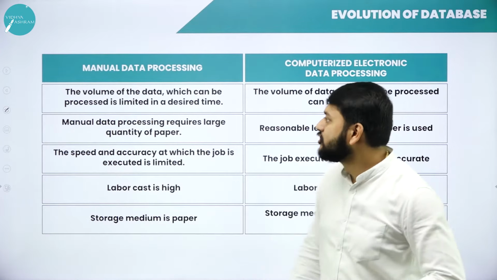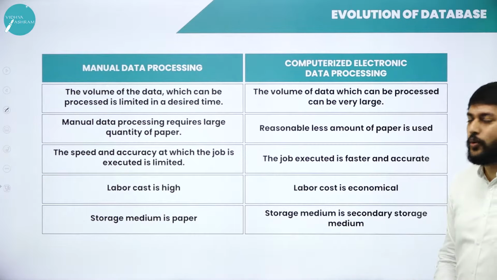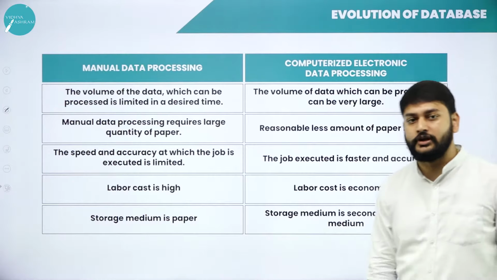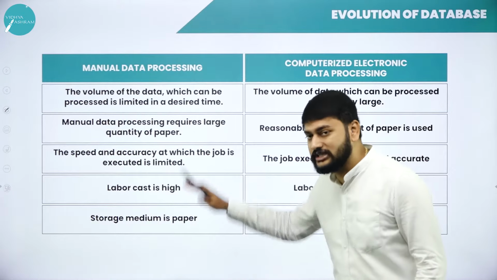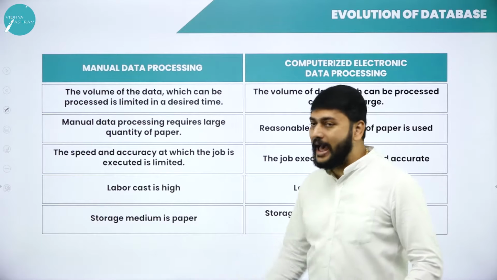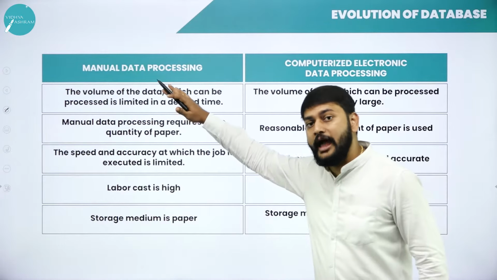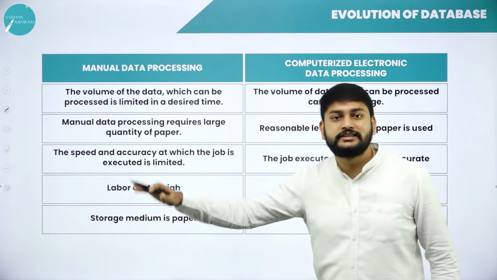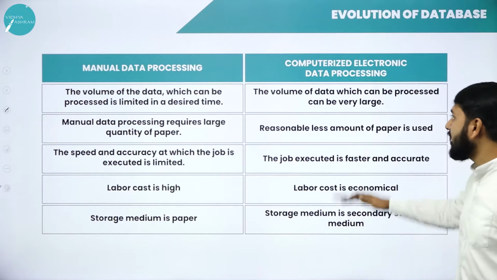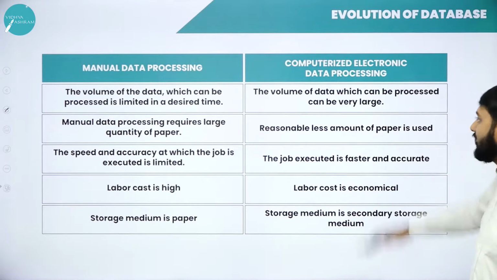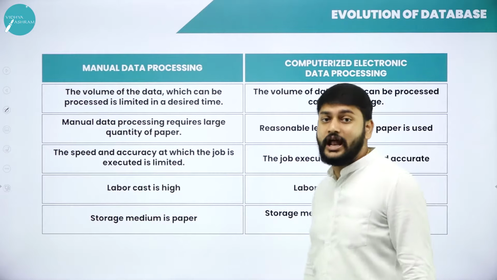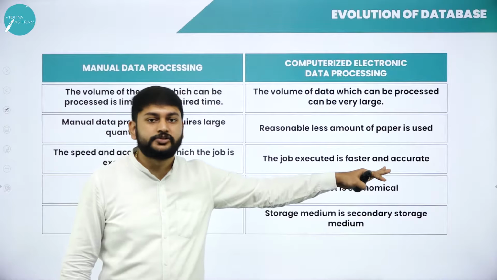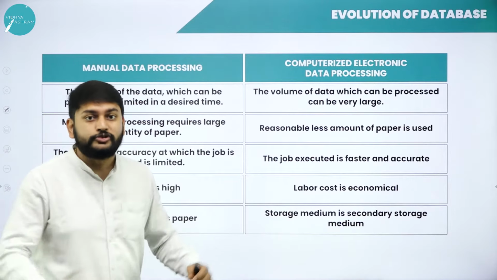Let's understand that. We have two columns. One is manual data processing, another one is computerized electronic data processing. What are the advantages and disadvantages if I have manual data processing? I will discuss the problems and advantages from this side. And on this side is computerized electronic data processing. What is the advantage if I use the database? Consider this as a database management system, and this as manual processing.